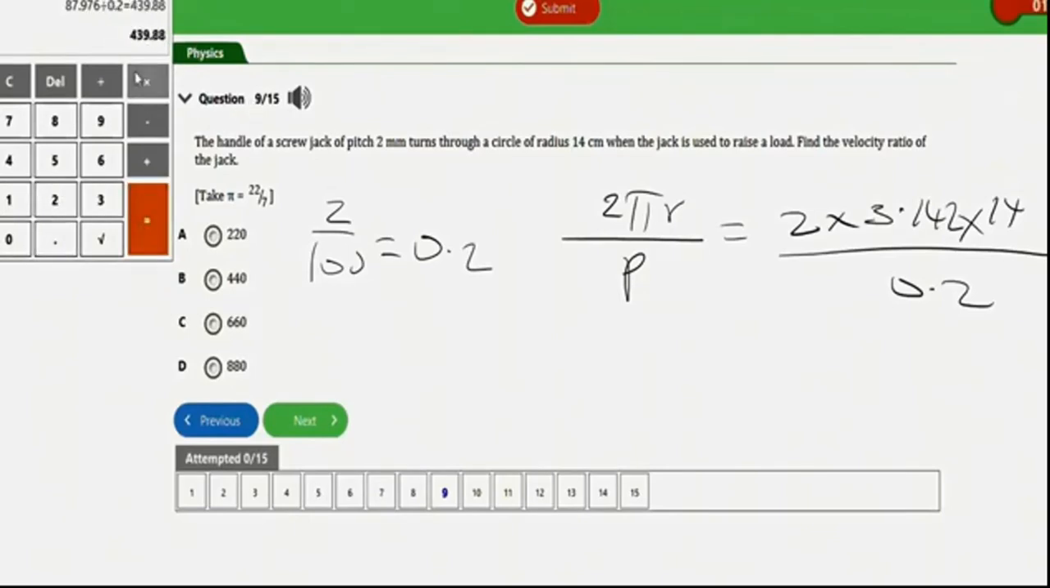So we have it to be 439.88. So if you are approximating to the nearest whole number, you are going to have 440 as the output. So the correct option in this question is option B. Alright, so that's it for this question. Let's wipe this and solve the next repeated question.